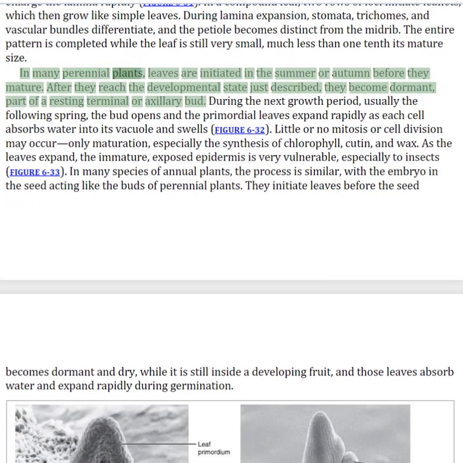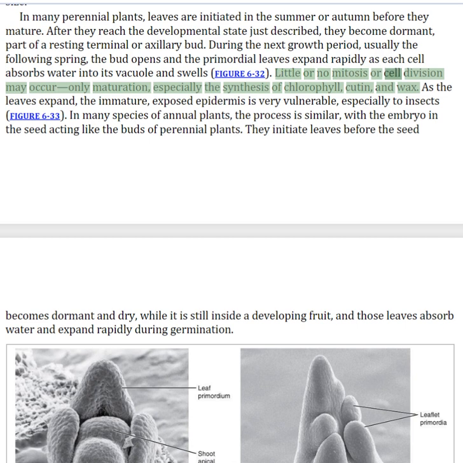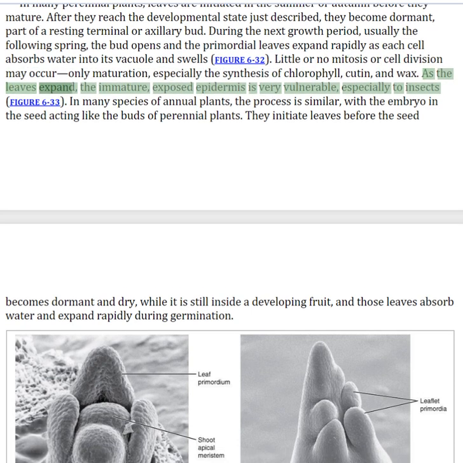In many perennial plants, leaves are initiated in the summer or autumn before they mature. After they reach the developmental state just described, they become dormant, part of a resting terminal or axillary bud. During the next growth period, usually the following spring, the bud opens and the primordial leaves expand rapidly as each cell absorbs water into its vacuole and swells. Little or no mitosis or cell division may occur, only maturation, especially the synthesis of chlorophyll, cutin, and wax. As the leaves expand, the immature, exposed epidermis is very vulnerable, especially to insects.